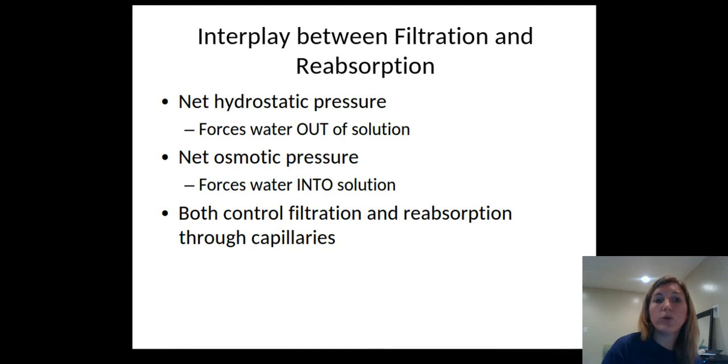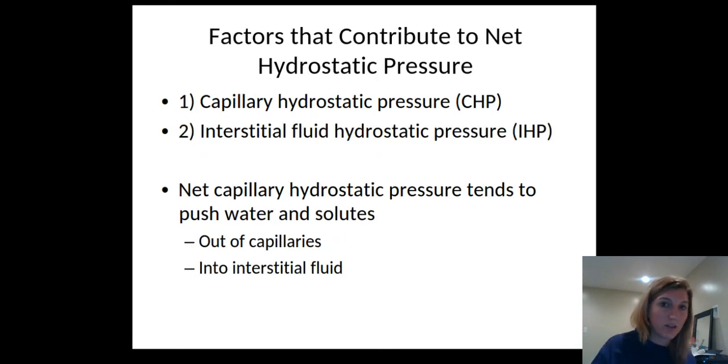So if there's a net hydrostatic pressure, again, hydrostatic pressure is pushing water out, osmotic pressure is forcing water into the solution. And when I say water, I mean water and the solutes in that solution. So both filtration and reabsorption are regulated within the capillaries. Some things that contribute to that net hydrostatic pressure are the capillary hydrostatic pressure and the interstitial fluid hydrostatic pressure. These hydrostatic pressures are pushing stuff out, right? That's what hydrostatic pressures do, push stuff out of the capillaries into the interstitial fluid.